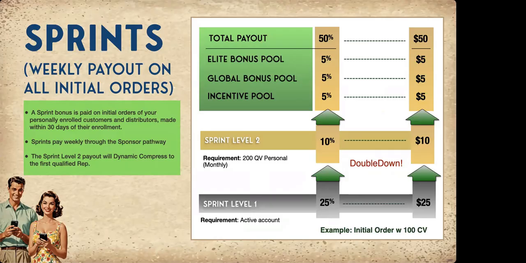The sprints always are going to pay out through the sponsor or enroller pathway, right? So somebody that you sponsor or enroll directly, the sprint is going to pay you on that level one. The level two is always going to go to an upline sponsor from you, either your direct sponsor or a sponsor upline who is qualified if your direct sponsor isn't qualified for that level two. So sprints always pay out through the sponsorship level or pathway, right?